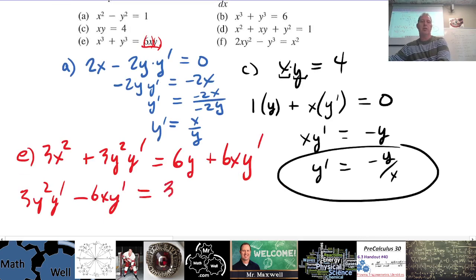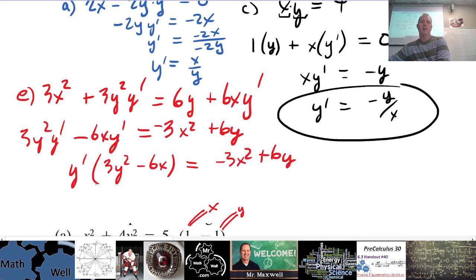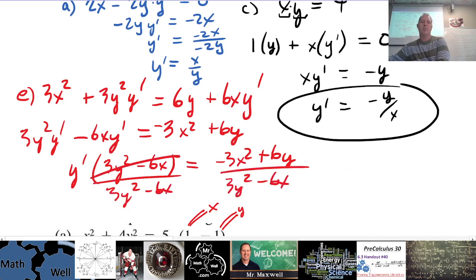I'm going to get the terms with y prime together. Take y prime out here. And yeah, you could factor the other side there too. But you're dividing now by 3y squared minus 6x.